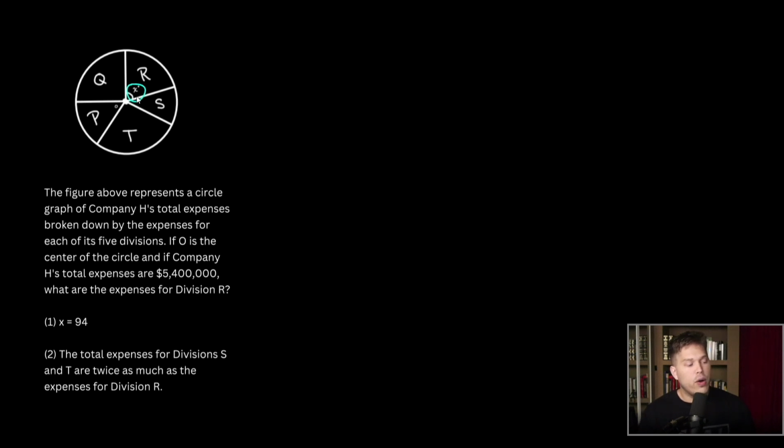So if we know that this is 94 degrees, and we know that this whole circle represents $5.4 million, then yes, we would be able to determine the expenses for division R, in that we would just do 94 degrees over 360 times the 5.4 mil, and we would have our answer.